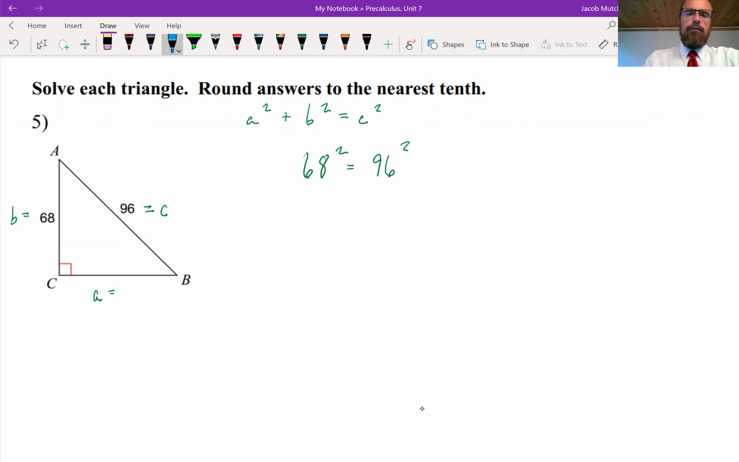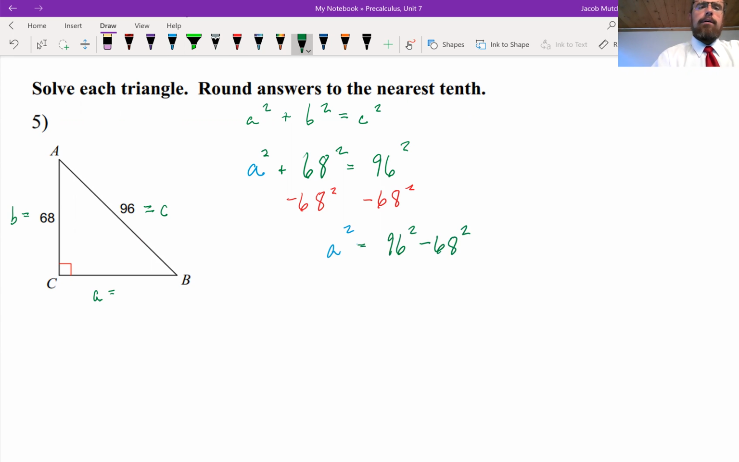And what I want to solve for is side A. So I'll highlight A there. That's the one I want to solve for. It's in a different color. It's in blue. So I'm going to start off. Let's subtract 68 squared from both sides. And that's going to give me A squared equals 96 squared minus 68 squared. And then to solve for A, I'm going to take the square root.